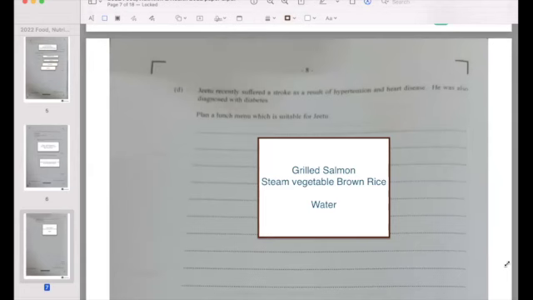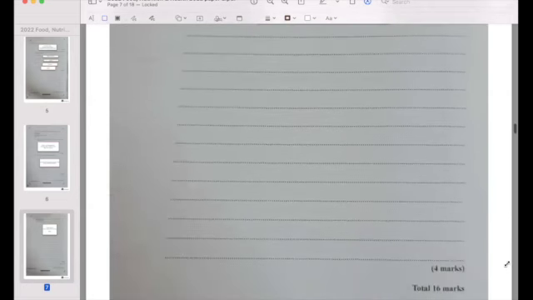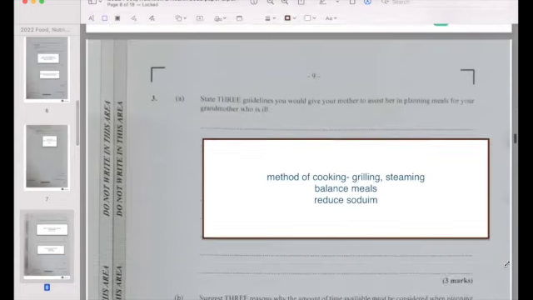So we have grilled salmon. I should put a sauce there because normally the method of cooking goes with a sauce. So grilled salmon with lemon sauce, and then steamed vegetables, brown rice, and give them pure water. That's 4 marks. Next question, question number 3.